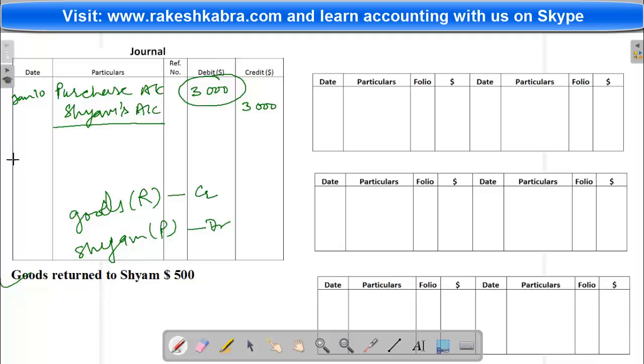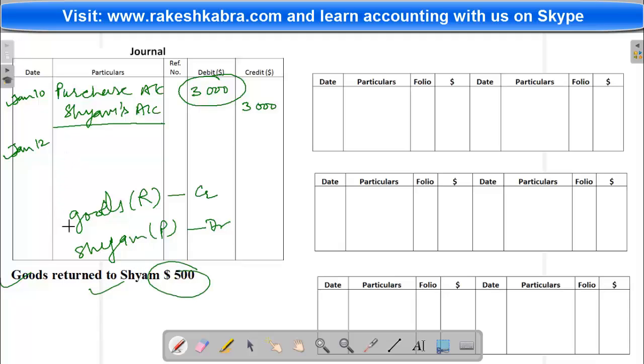Getting my point? Yes. So now suppose this transaction took place on January 12. On January 10 I purchased the goods, and after 2 days I returned the goods because I found the goods in damaged condition. So that's why I returned goods for $500 to Mr. Shyam back.